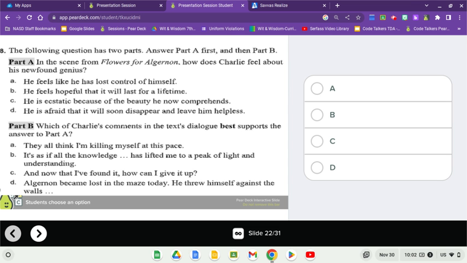Jesus? Nope. Genius. Is it A, he feels like he's lost control of himself? B, he feels hopeful that it'll last for a lifetime? C, he's ecstatic because of the beauty he now comprehends? Or D, he's afraid that it'll soon disappear and leave him helpless? All right. Please take a moment and decide, do you think it's A, B, C, or D? Take a moment to do that, but don't go to the next slide, Mr. Surface or student helping him.